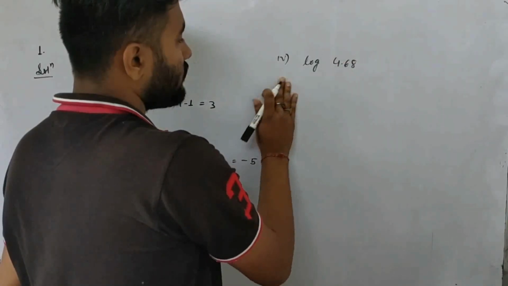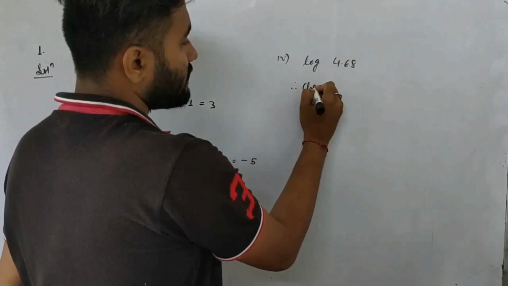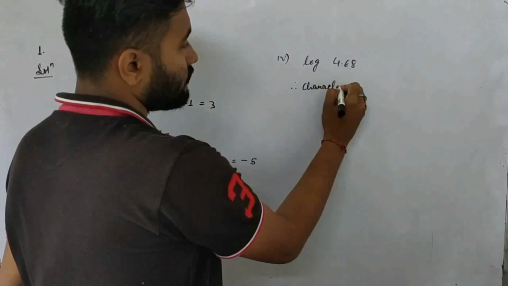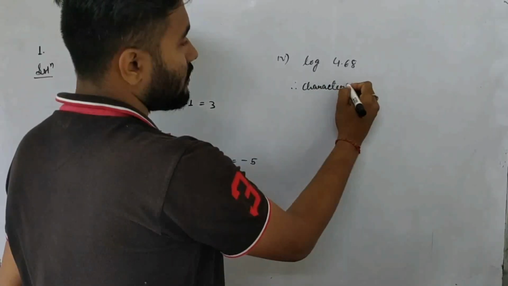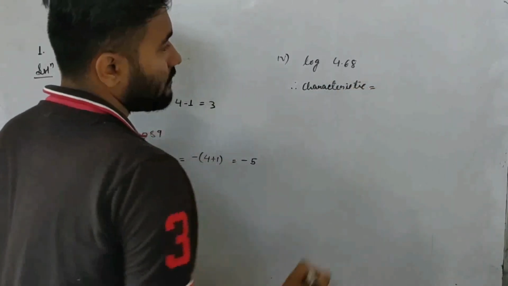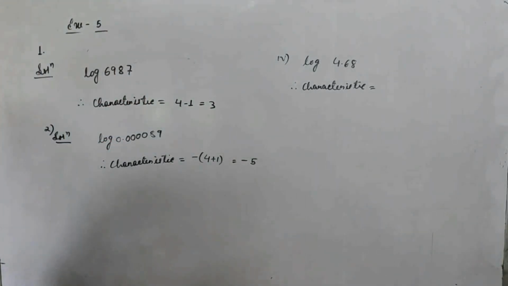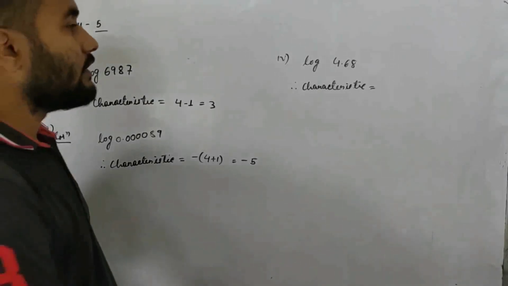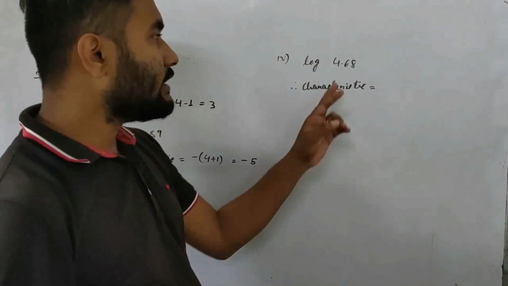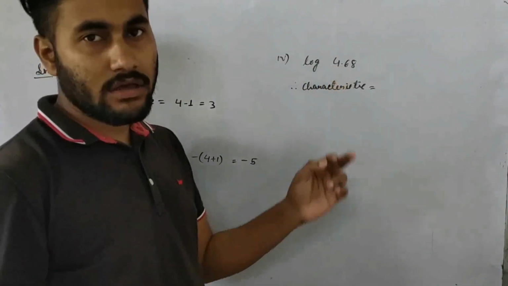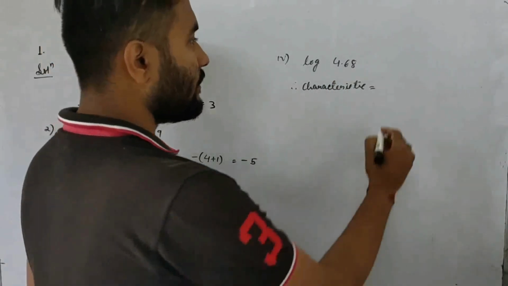4.68. So therefore, what will be the characteristic? Okay, 4.68. How many digits are there? Only one digit is there. So what is the value of n? It is 1.